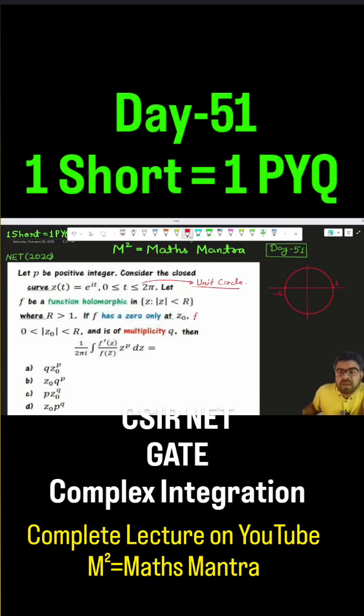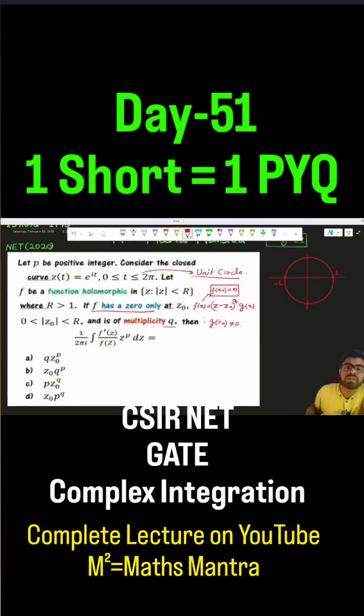Basically, if I define f like this, that f of z is equal to z minus z naught times g of z, where g of z naught is not equal to 0. So in this case, what happened? If I put z naught here, then we get f of z naught is equal to 0. So clearly, z naught is a 0 for f. Clear? And now in the question it is given that the multiplicity is q, so we can raise the power q here so that we get the multiplicity q.